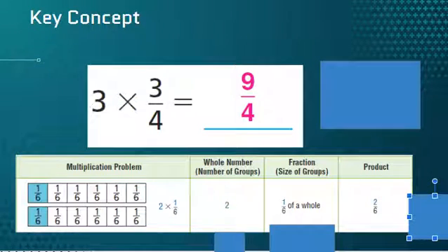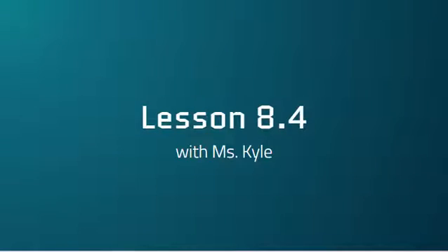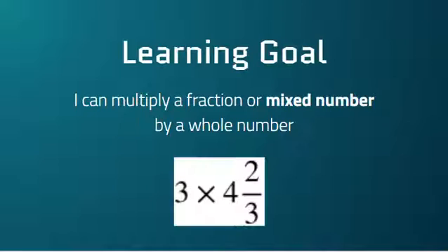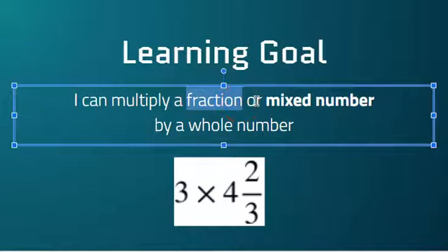I think you guys are all ready to jump into 8.4. I'm excited with you. Let's go on ahead. So for lesson 8.4, our learning goal is, oh, you know what? I'm going to have you read that learning goal to yourself first. So go ahead. You can read it out loud to a pet if you would like. All right, now my turn. We're going to read it together. So I can multiply a fraction or mixed number by a whole number.